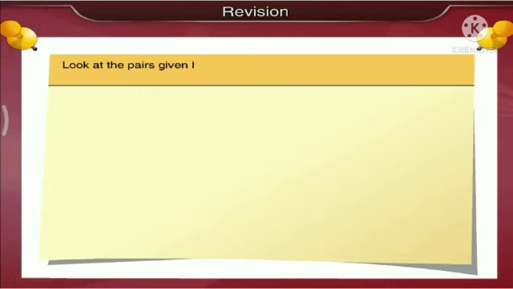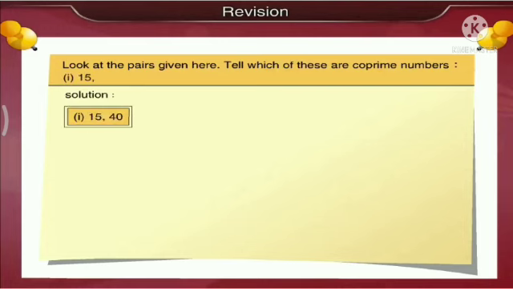Look at the pairs given here. Tell which of these are co-prime numbers. Here we have to find out the co-prime numbers. Now let's see the solution. The first one given is 15 and 40. Let us find out whether 15 and 40 are co-prime numbers. How will you find out?